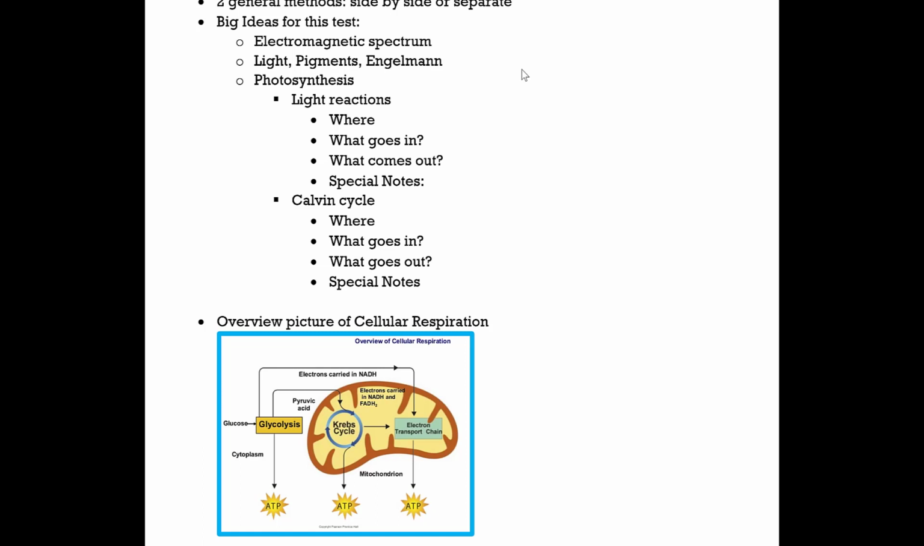You do need to know the Engelmann experiment: the setup, why he chose what he chose. What did he choose to use to represent photosynthesis? How was he able to track if photosynthesis occurred or not? If we made some changes to the setup, what kind of results would you expect?